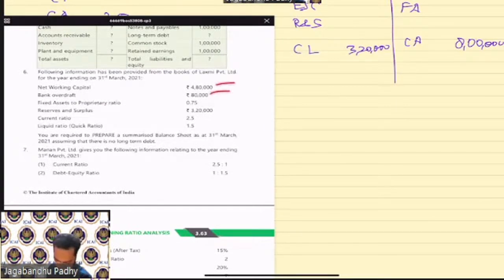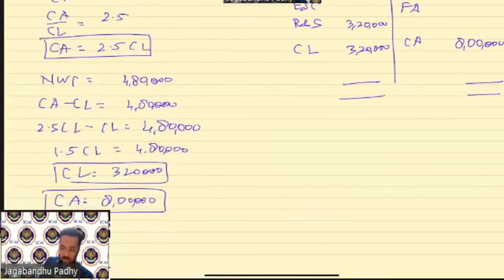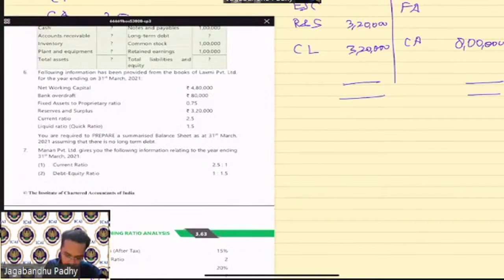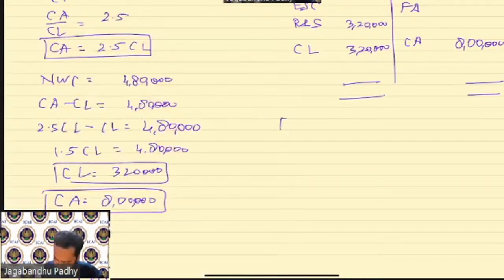Net working capital, bank OD, fixed asset to proprietary ratio. Again, fixed asset to proprietary. We have no other information. Reserves and surplus is 3,20,000. Current ratio is used. Liquid ratio is just for the other purpose. Now, ideally, this balance sheet should tally. We have a ratio, which is fixed asset to proprietary funds. This is the ratio available to us.